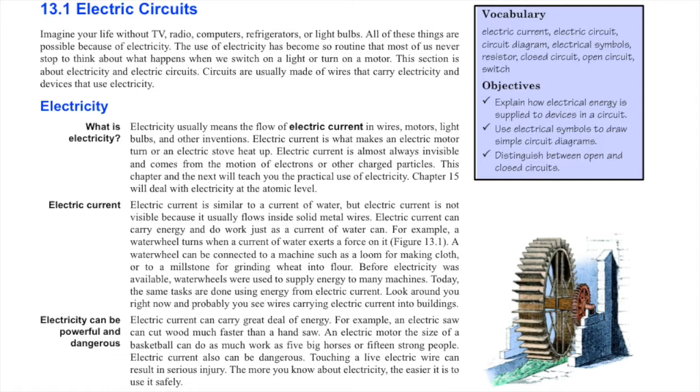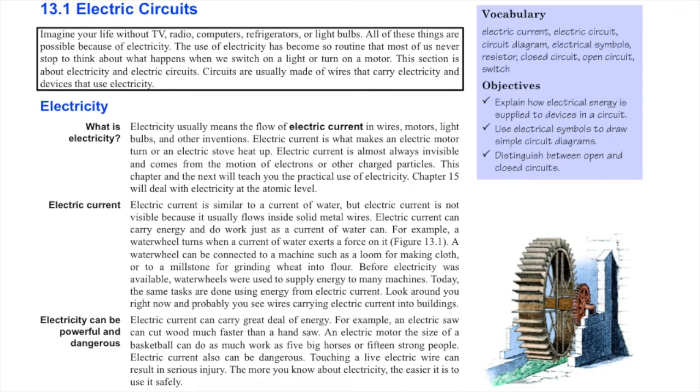circuit, open circuit, and switch. Our objectives are to explain how electrical energy is supplied to devices in a circuit, to use electrical symbols to draw simple circuit diagrams, and to distinguish between open and closed circuits.